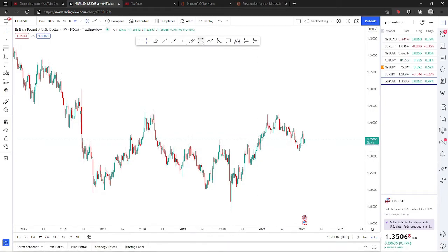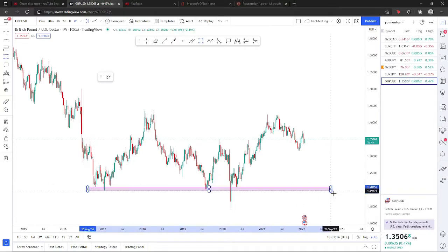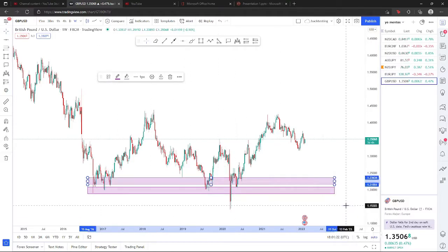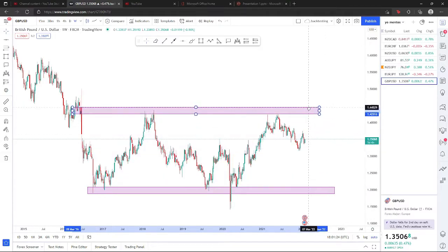And then we do use our paintbrush just to draw whatever it is you need to draw. We use the rectangle quite similarly to a level. Sometimes you can put it as a zone for maybe touches. You can see here the market's respected this area a lot, so that would be a good support. And if you see, we had another nice resistance at the top here, guys.